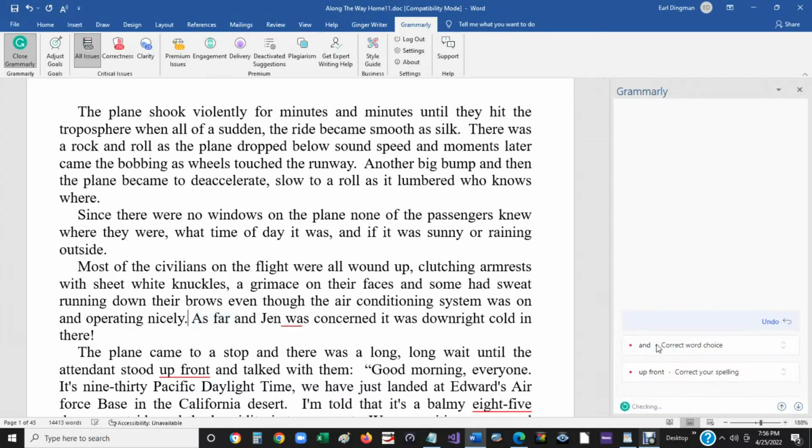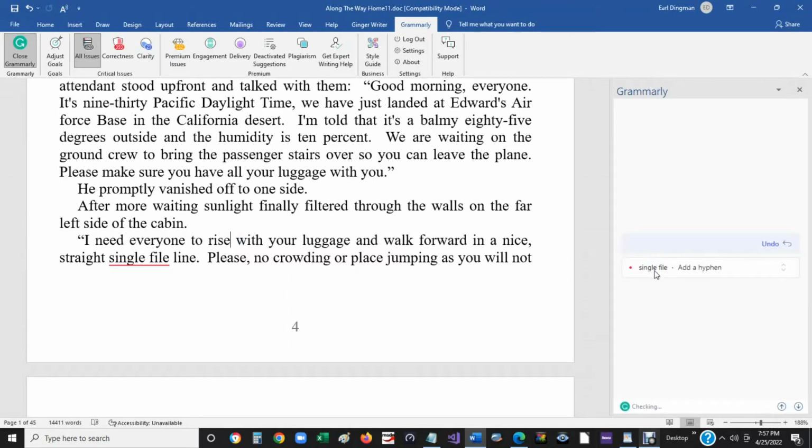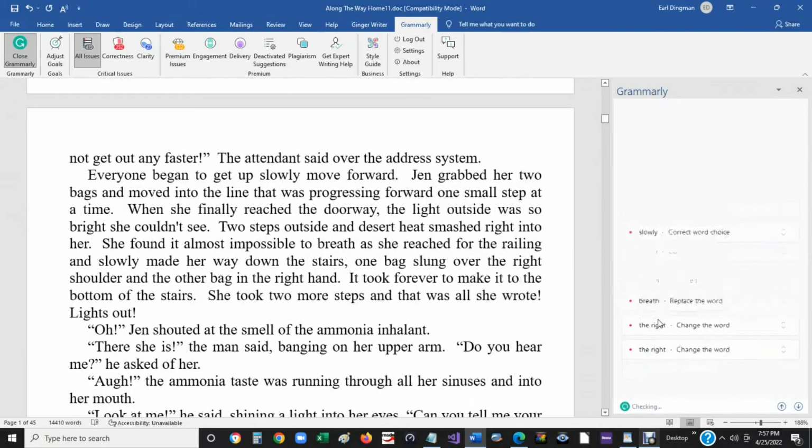You can see how my first draft looks. As far, and that's going to change to as. So far, Grammarly's pretty smart. Remove redundancy. I need you to rise up with your luggage. See, up is extraneous. I need everyone to rise with your luggage and walk forward in a nice, straight, single file line. And again, it's going to either hyphenate it or compound word it. It's going to add a hyphen. Grammarly's pretty good with that.